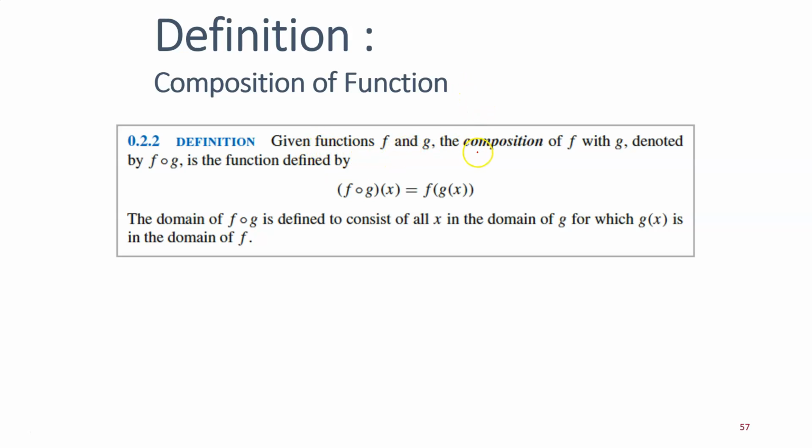Given function f and g, the composition of f with g is denoted by f dot g. When you have this symbol, a small circle here, that one is actually a composition function, where actually you can write it down. This one boleh tulis juga dalam bentuk yang ini, f(g(x)).